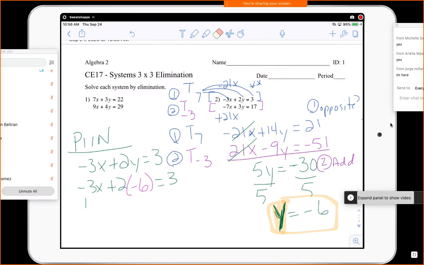Okay, so now I've got to multiply out the 2 times negative 6. And you're going to get negative 3x minus 12 equals 3. I have to add 12. Like I said, I'm not worried about the math part. I'm worried about the conceptual part. I'm going to add 12 to both sides. And I'll get negative 3x.